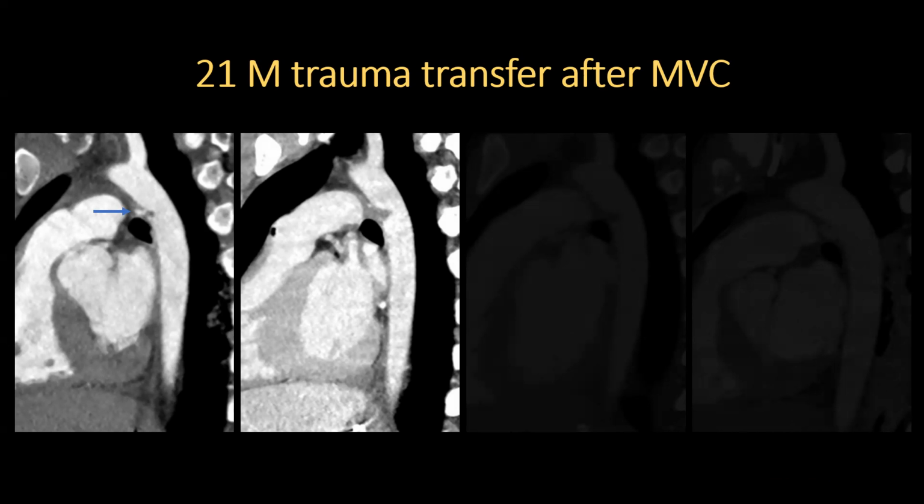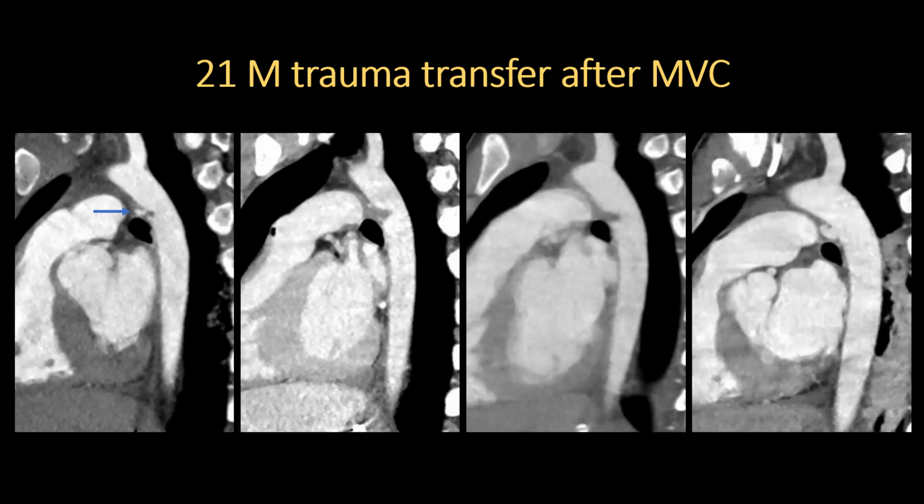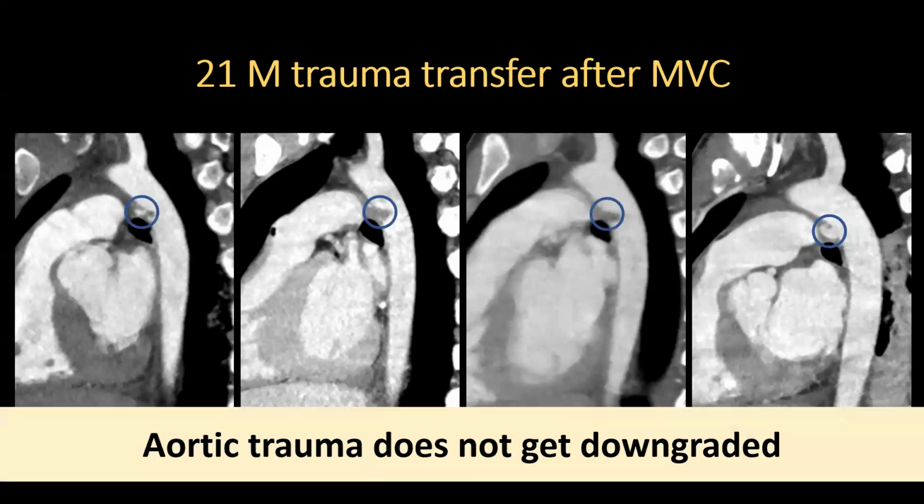This was downgraded to a minimal aortic injury. A follow-up CT had similar findings. On the last CT, we now see that the thrombus has resolved, but the original contour abnormality has increased in size when compared to the initial CT. This case highlights the fact that aortic trauma does not get downgraded. The pseudoaneurysm was obscured by adherent clot but persisted. This patient went on to endovascular repair.